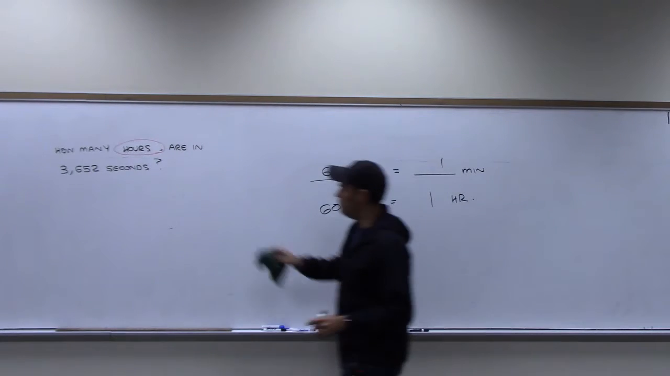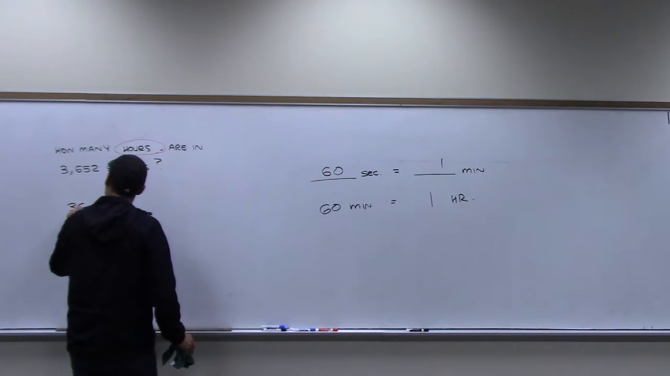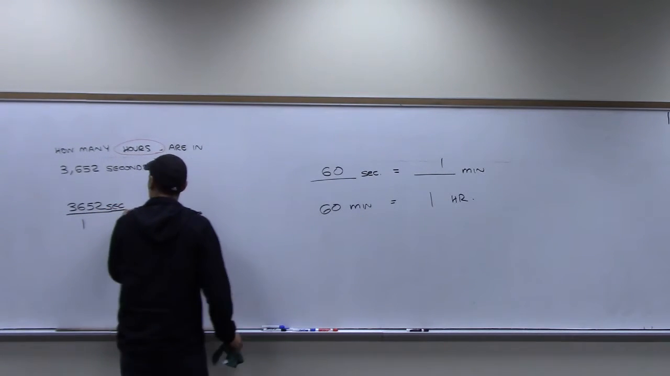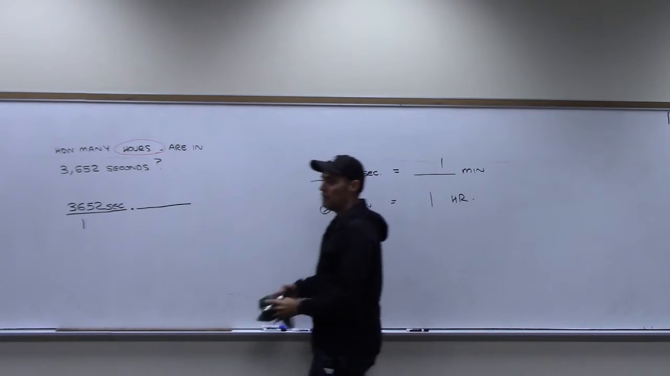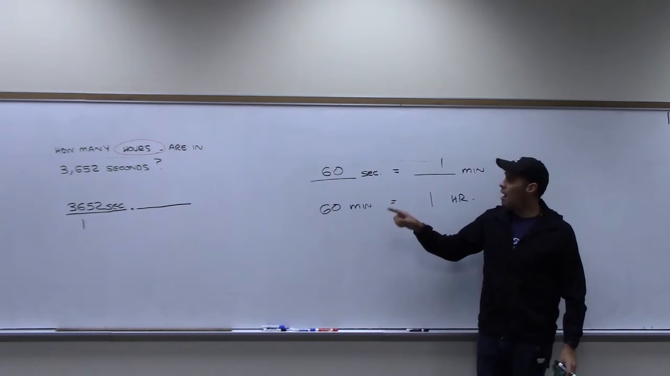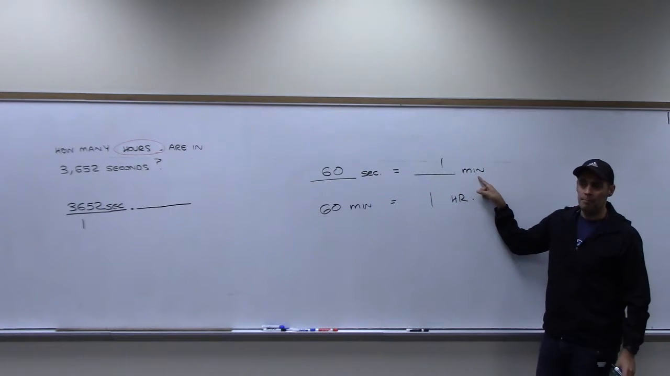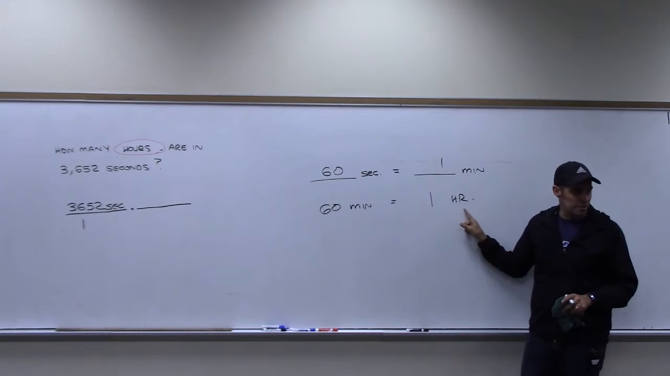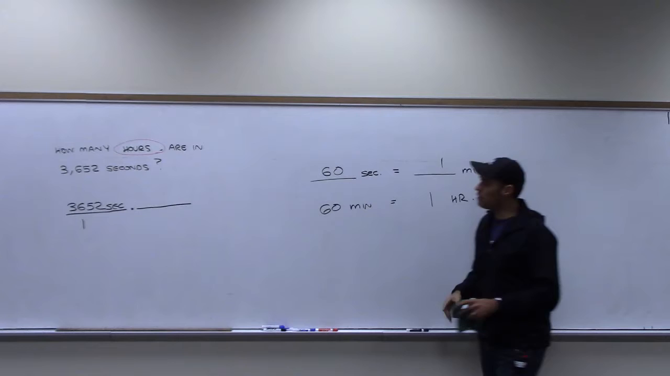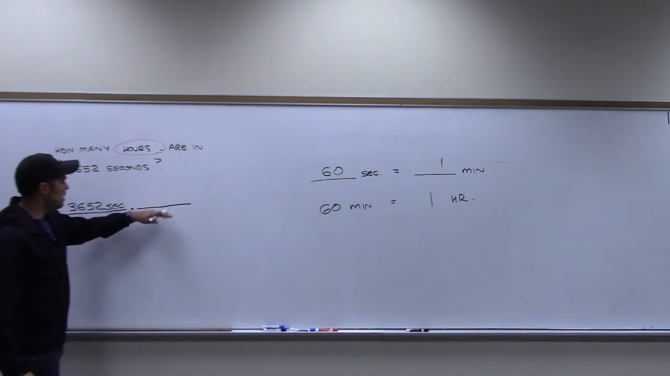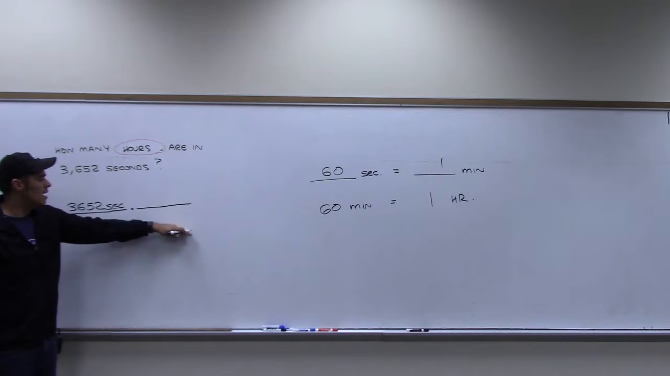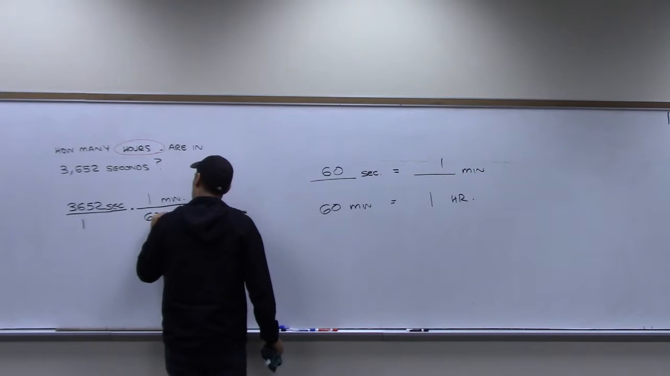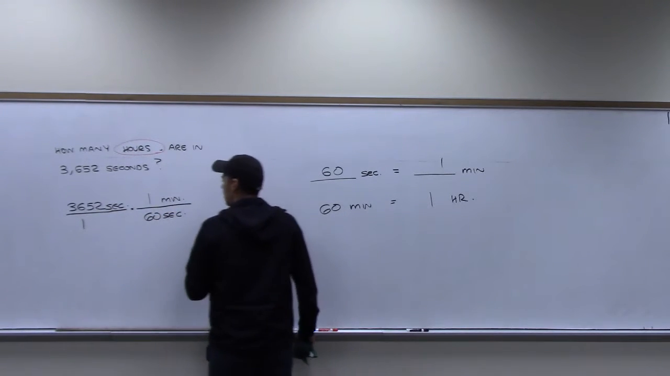So let me write down again what it is that I have. 3,652 over 1, and this was seconds. And what I'm going to do is multiply this times 1, first trying to kill off the seconds. I can go from seconds to what? Minutes. And then after I do that, I can go from minutes to hours. Understand? Okay, so tell me what the fraction is here that will give me seconds on the bottom and minutes on the top. 1 minute, and then 60 seconds. Right? And I'm not going to stop.